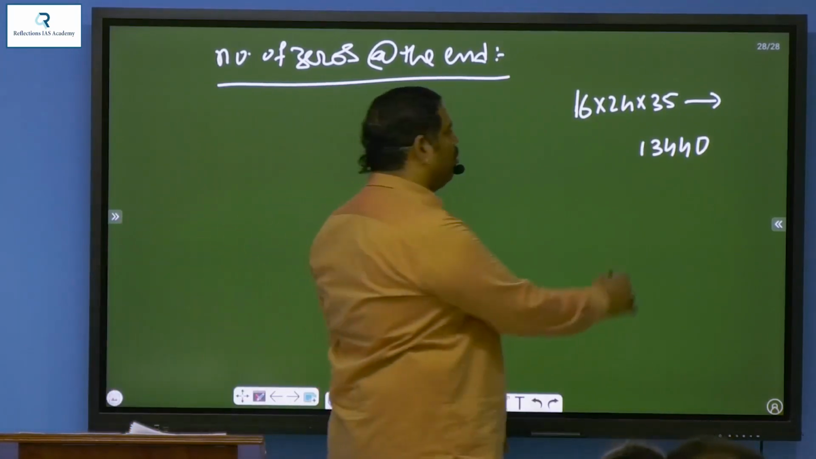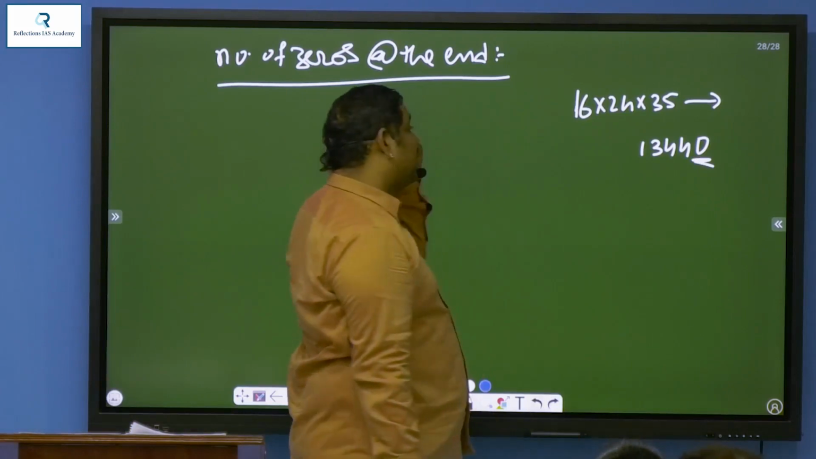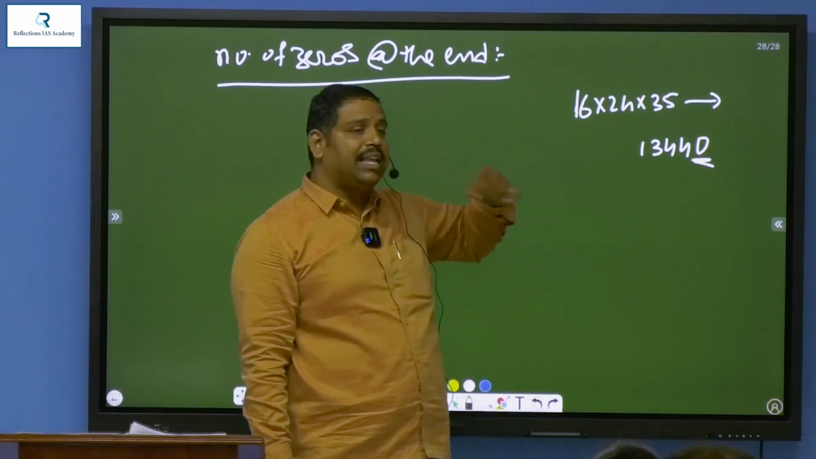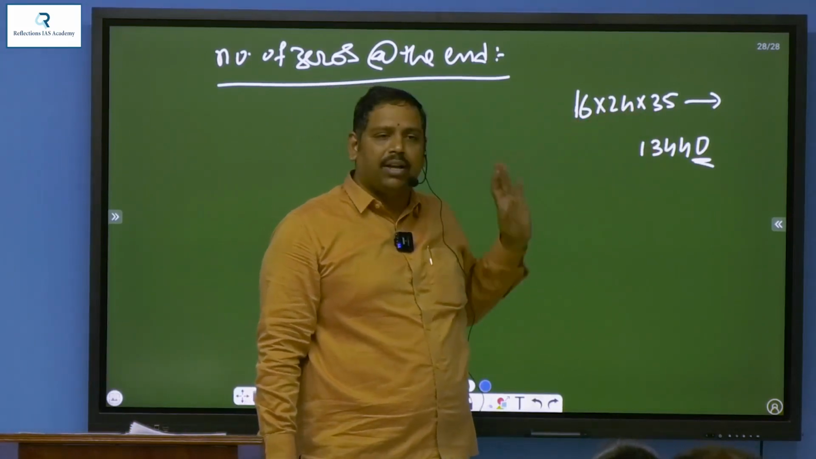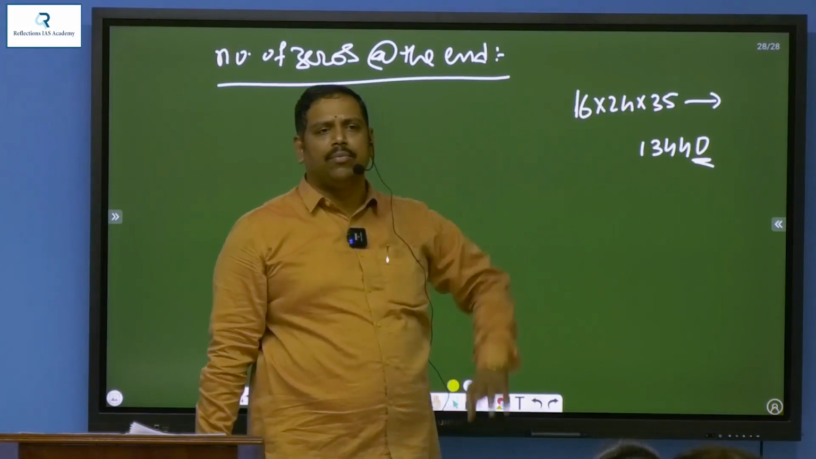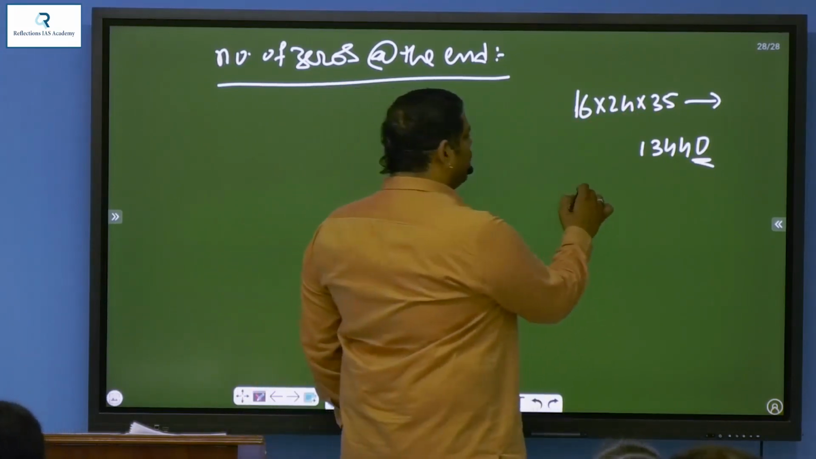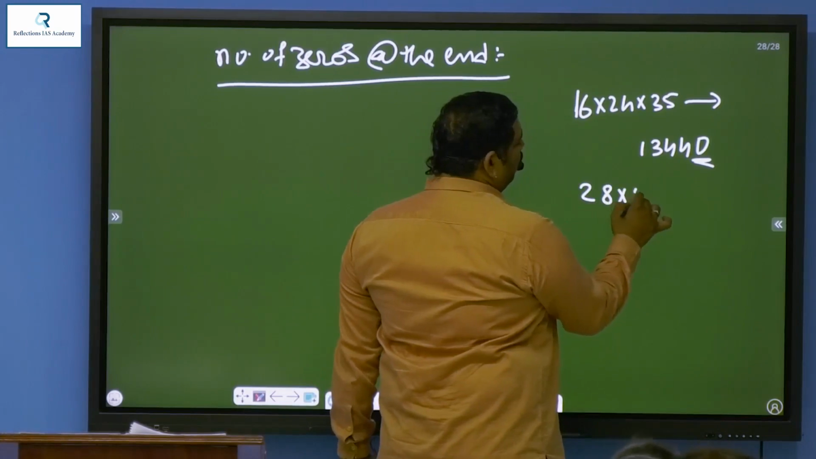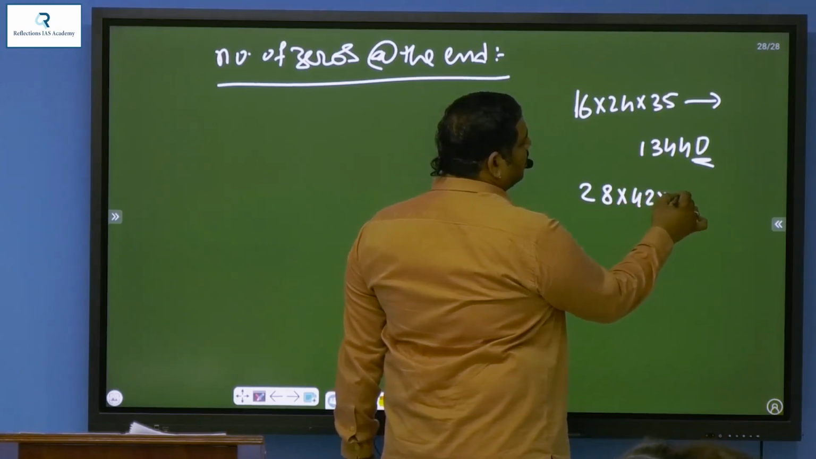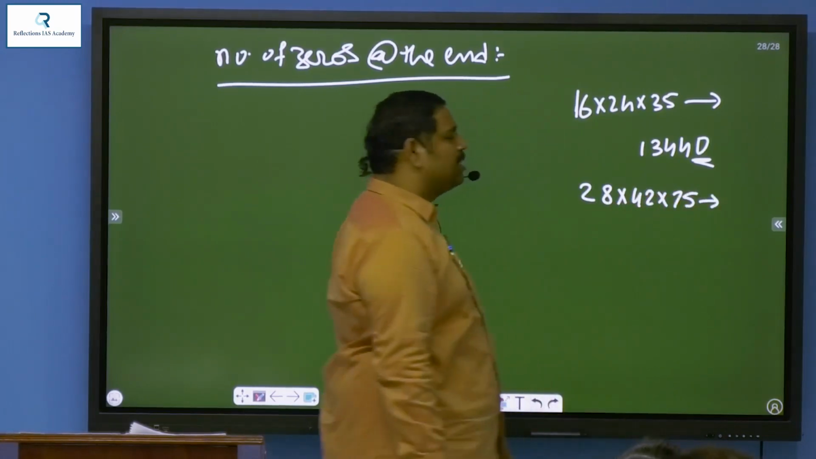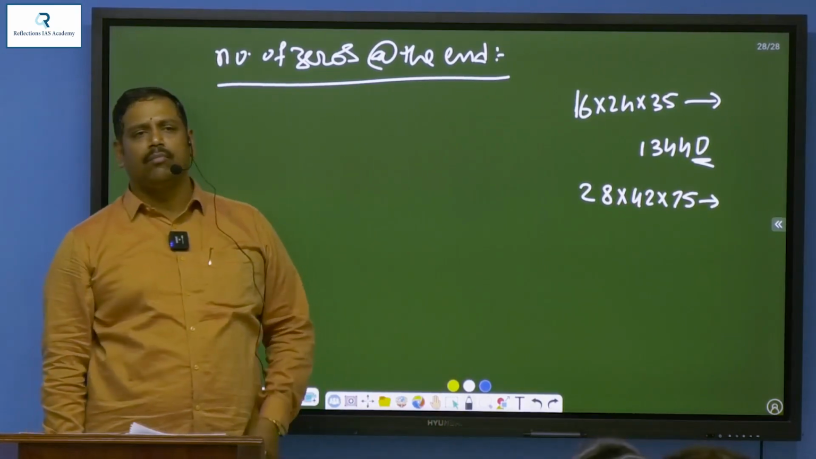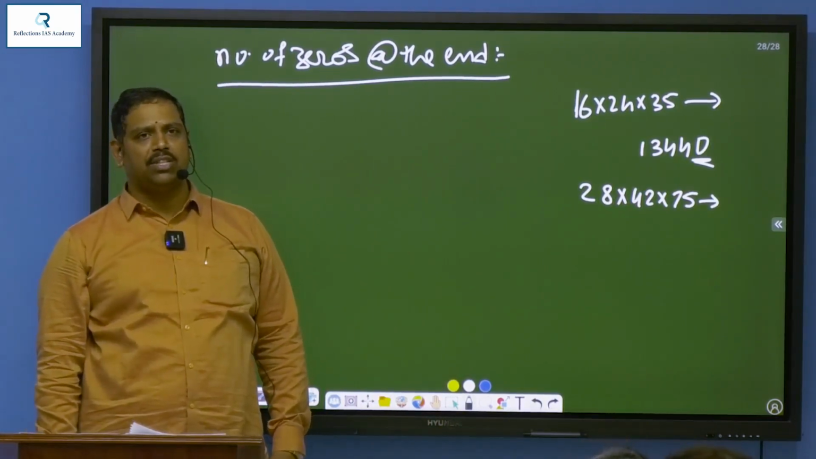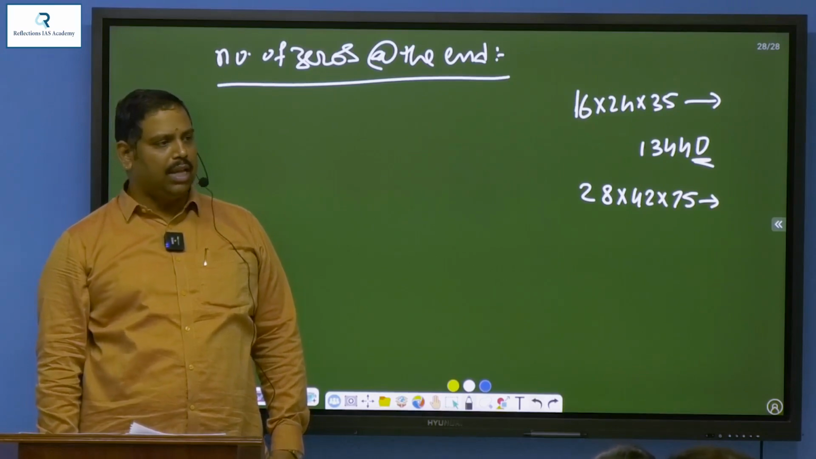Only 1 zero. So if he asks a question, find the number of zeros at the end of 16 into 24 into 35, how many zeros? Only 1. Small correction? Okay. Now 28 into 42 into 75. Multiply and tell me how many zeros are there at the end. Because first you should know the concept, then we will go for the next.